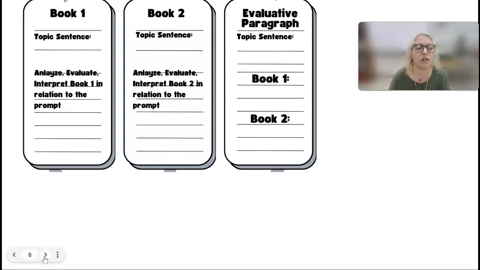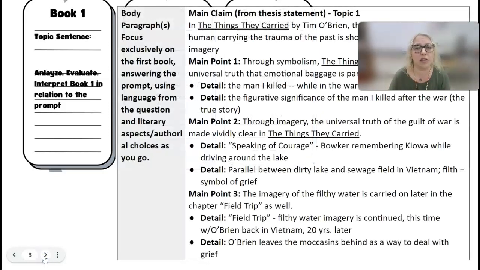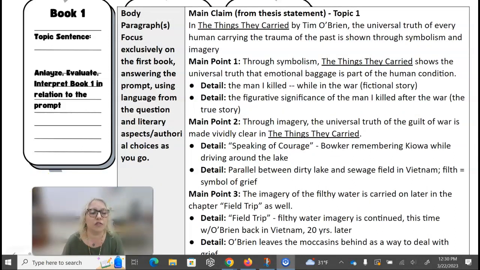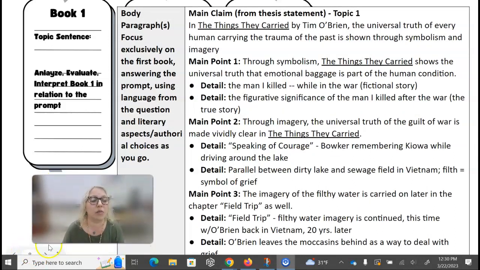And the first paragraph in the body paragraphs is going to be on the first book. And in this essay, they're writing about The Things They Carried first. And so if they could fit all of this in one paragraph, they might. But they might tackle these different things in 3 different paragraphs based on how much information they have. And so you might have 1 paragraph on book 1, or you might have 2, or you might have 3. It's totally up to you.